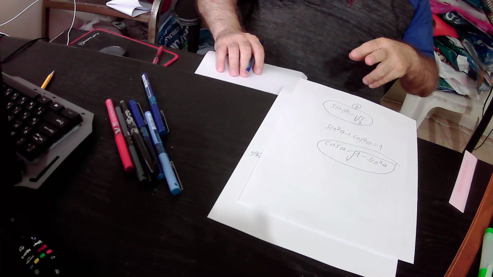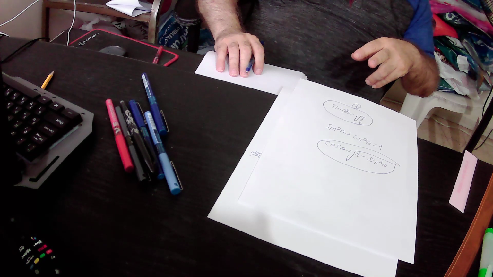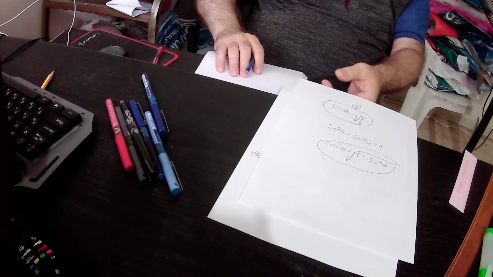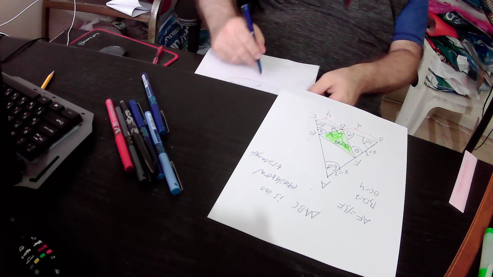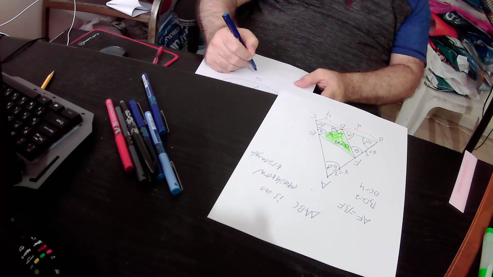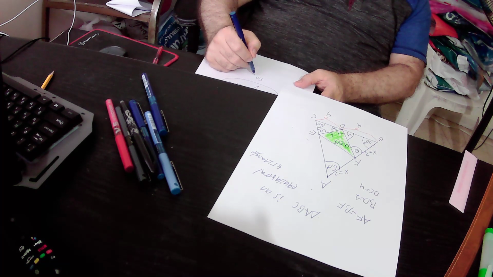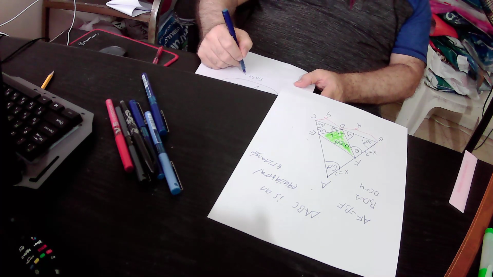But we know that sine theta equals the root of 3 over 7, so sine theta squared will be equal to 3 over 7. If sine theta equals the root of 3 over 7, then sine theta squared will be equal to 3 over 7.